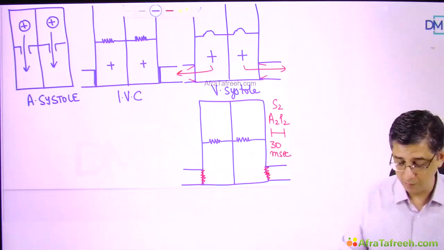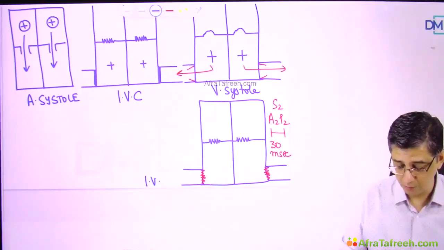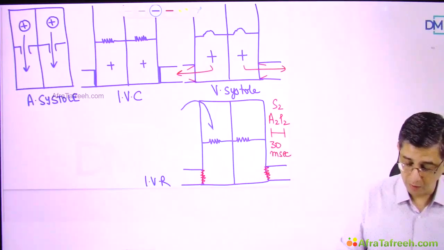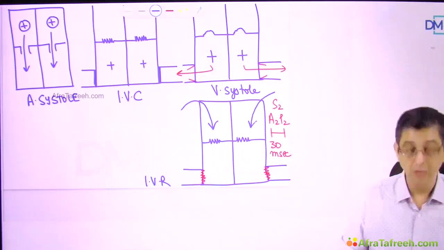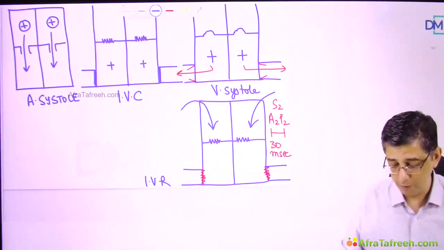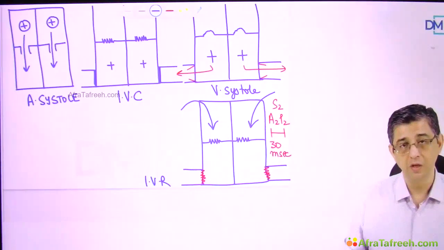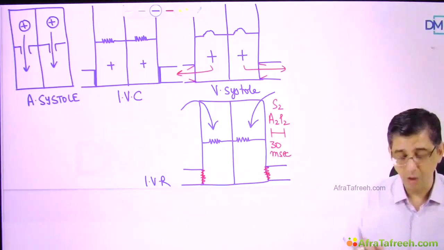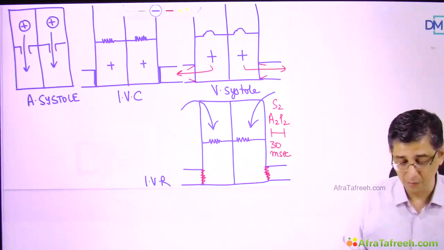So this diagram represents what is called isovolumetric relaxation. The blood is now trying to come back into the ventricles of the patient, but it will not be given permission to go into the ventricles. Why? Because at the moment the mitral and the tricuspid valves are closed. So IVR is the starting of relaxation, but at the moment the blood is not given permission to come into the ventricles of the patient.